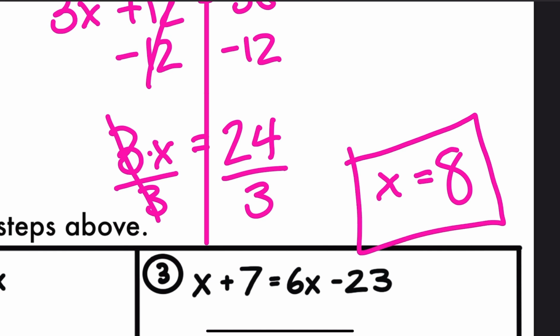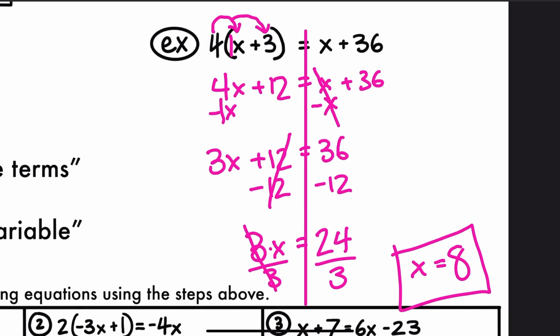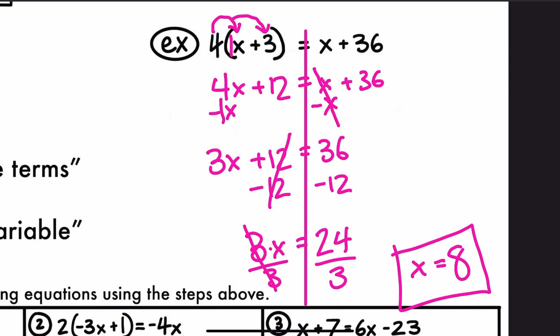So again, we still went through the same steps. We distributed, we combined like terms, and we isolated the variable. But this step here looks a little bit different than usual. If your x's are on the same side, use the same sign. But if your x's are on opposite sides, use the opposite operation to move them together. That's kind of the best way that I like to think about it.